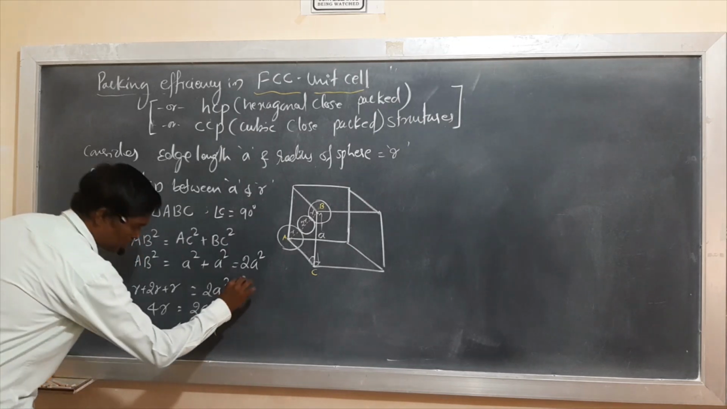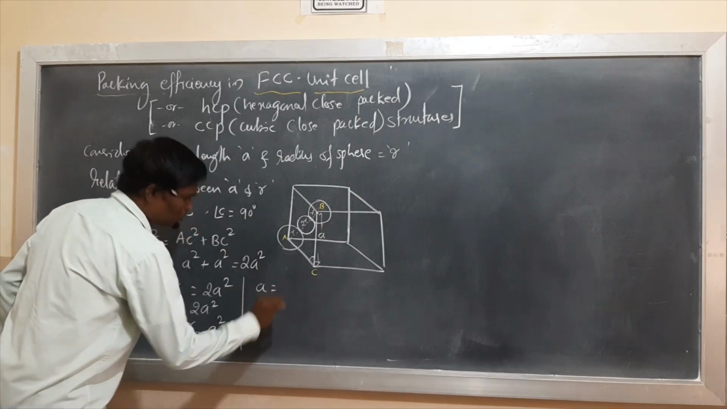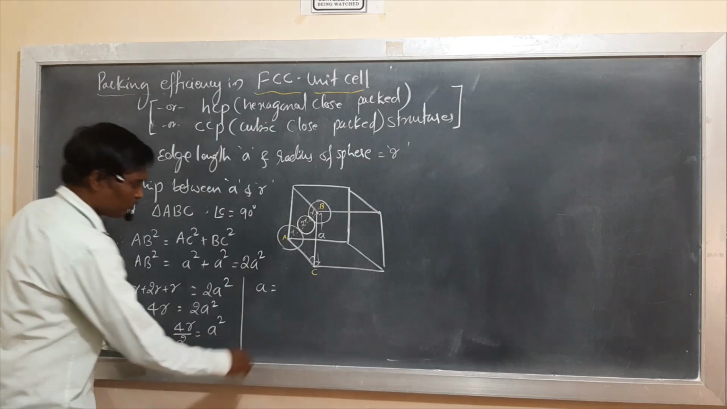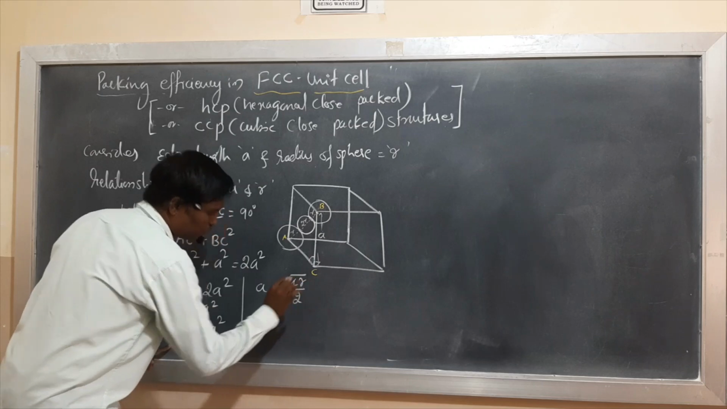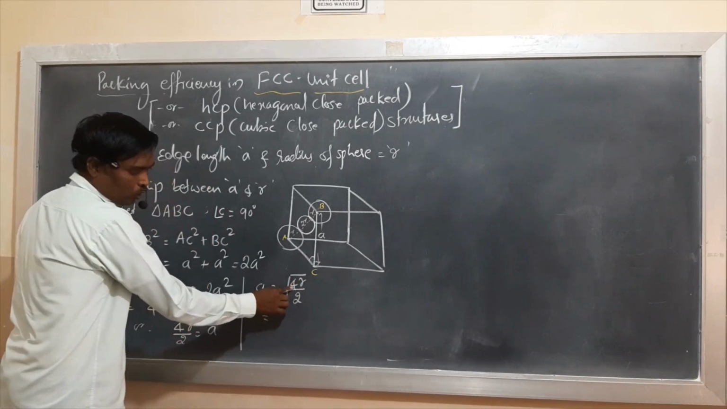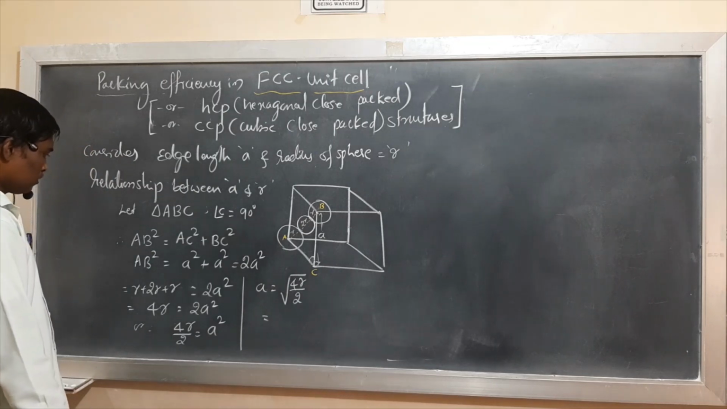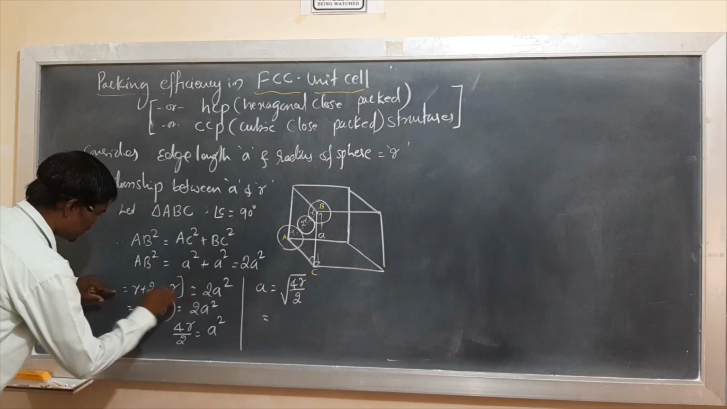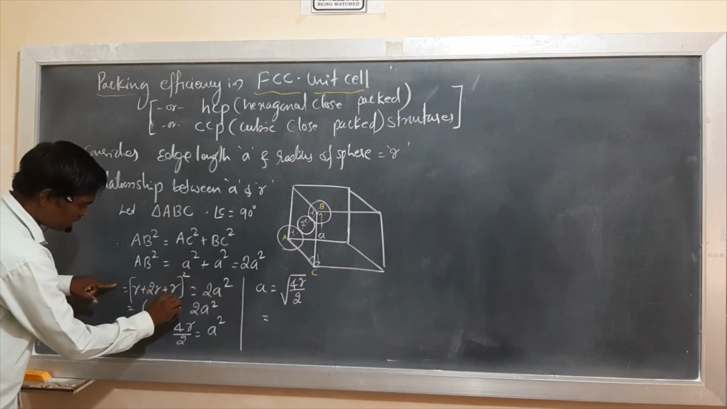Let me simplify here only, friends. So A square is equal to 4R by 2. Therefore A is equal to root of 4R divided by 2. Wait, so this is the square. There is a mistake here. So AB is this one. So this is the AB square. This is also AB square.